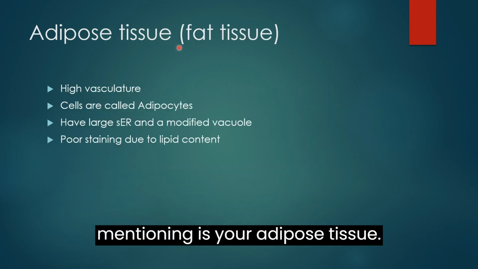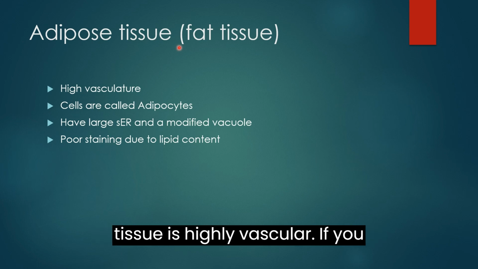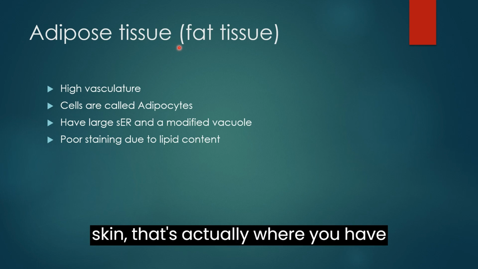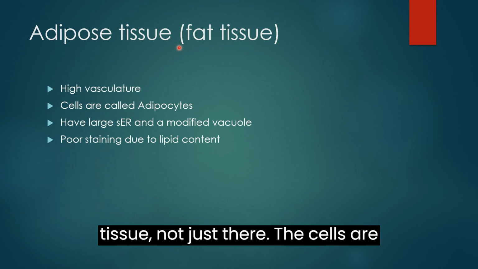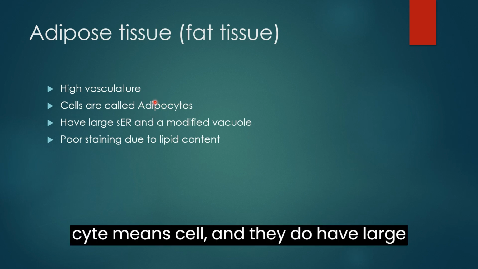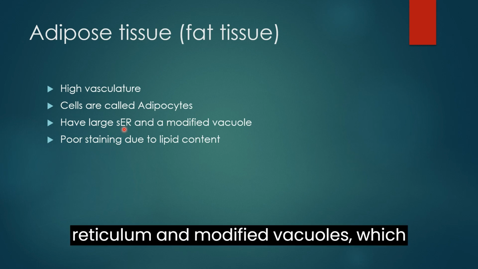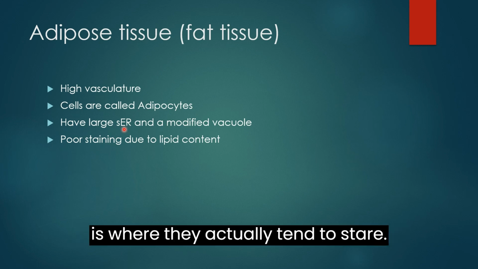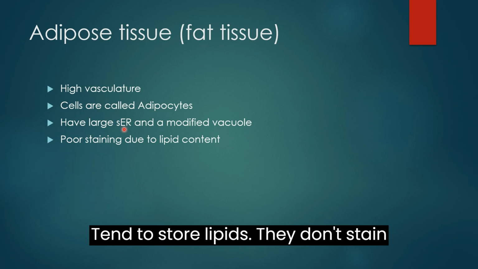The last tissue type I'm mentioning is your adipose tissue of the connective tissues. Adipose tissue is highly vascular. If you think of the hypodermis of the skin, that's where you have a lot of your adipose tissue, not just there. The cells are called adipocytes. Adipo means fat, cyte means cell, and they do have large amounts of smooth endoplasmic reticulum and modified vacuoles, which is where they tend to store lipids.